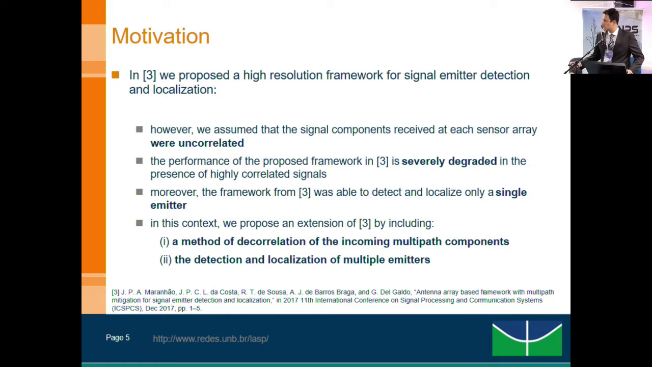In our previous work, which is reference 3, we proposed a framework for signal emitter detection and localization. However, in that work, we assumed that the signal components received at the sensor arrays were uncorrelated. Moreover, our previous framework was able to detect and localize only a single emitter. So, in this context, we proposed an extension of our previous work by including a method of decorrelation of the received signal components and considering the detection and localization of multiple emitters.